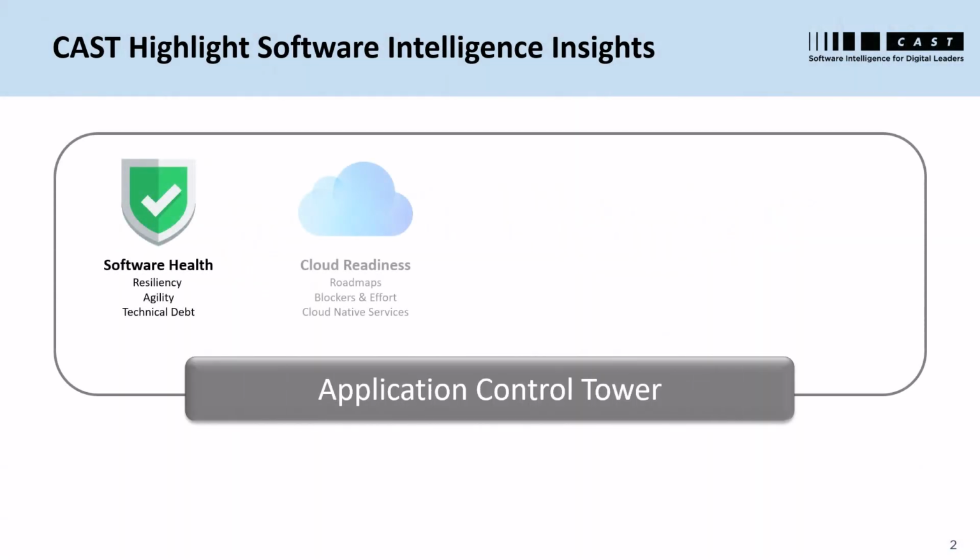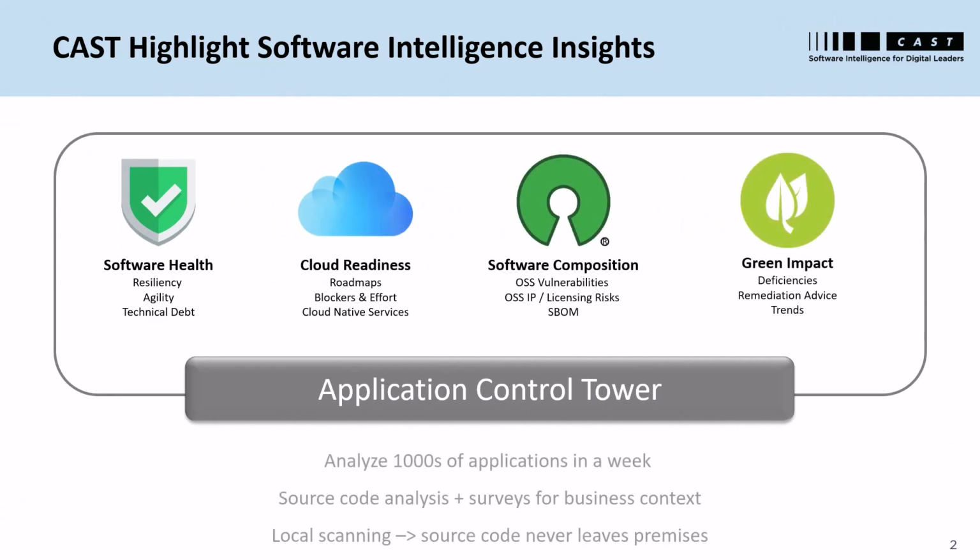As a quick reminder, Cast Highlight acts as a control tower for your application portfolio, providing automated insights, specifically around areas such as software health, resiliency, agility, and technical debt, cloud readiness for roadmaps, blockers, effort estimates, and recommending cloud native services, software composition analysis or open source vulnerabilities and IP licensing risks, as well as generation and reading of software bill of materials, and finally, green impact, including code deficiencies, remediation advice, and trends. It analyzes thousands of applications in a week.